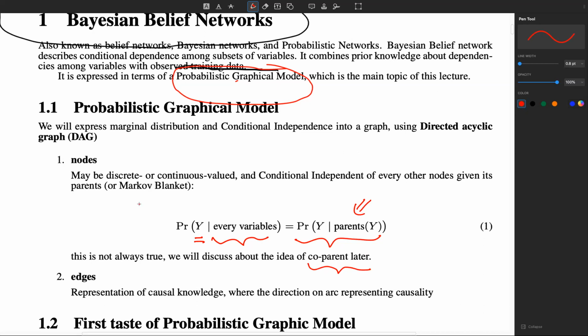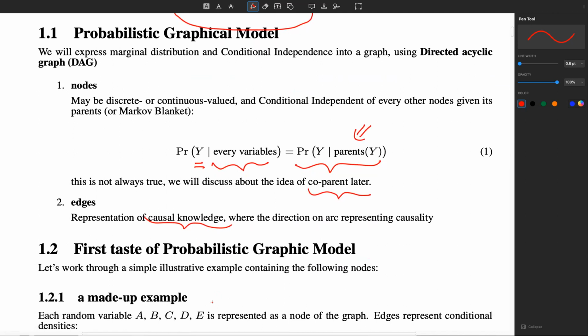And the edges represent the causal knowledge. As you know, causality, or explainable AI, has become a very hot topic in machine learning. That's why people love to use things like causal knowledge. All right, so enough said.